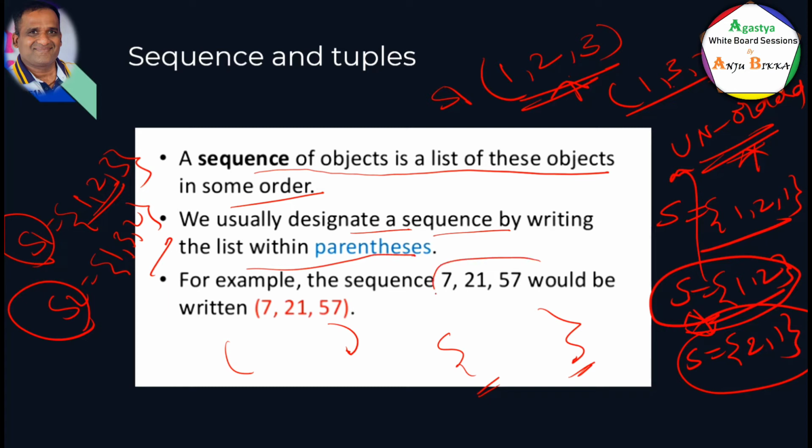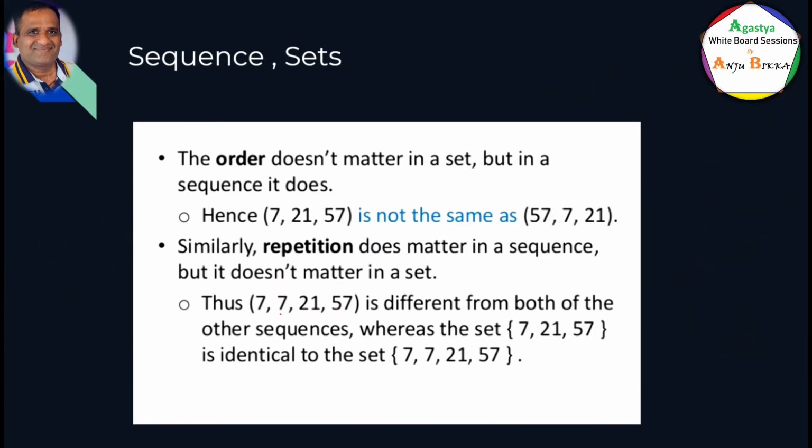For example, this is a sequence. So this sequence is different from, you can say 57, 21 and 7, this sequence. Now when we compare sequences and sets, the order does not matter in the set. This is very important. Unordered. And duplicates are not allowed in sets. But in the sequence, it does matter. In the sequence the order matters, but in the set it doesn't matter.